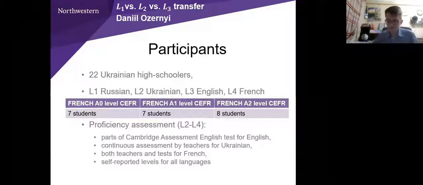The participants were 22 Ukrainian high schoolers, all of them juniors, with their languages being L1 Russian, L2 Ukrainian, L3 English, and L4 French. They were divided into 3 groups by their mastery of French. Firstly, 7 learners with A0 CEFR level of French. CEFR is the Common European Framework of Reference, the leveling which is common through Europe. Secondly, 7 learners with A1 CEFR level of French. And thirdly, 8 students with A2 CEFR level of French.